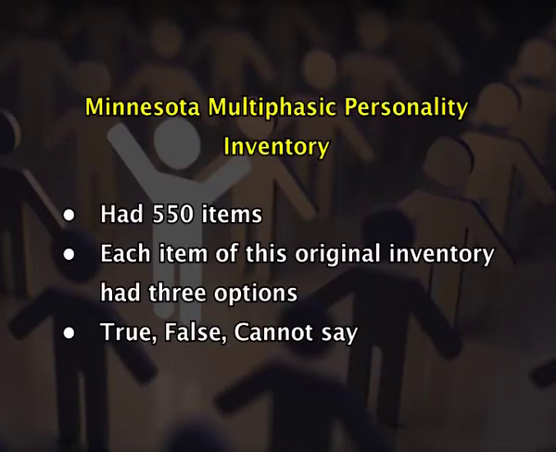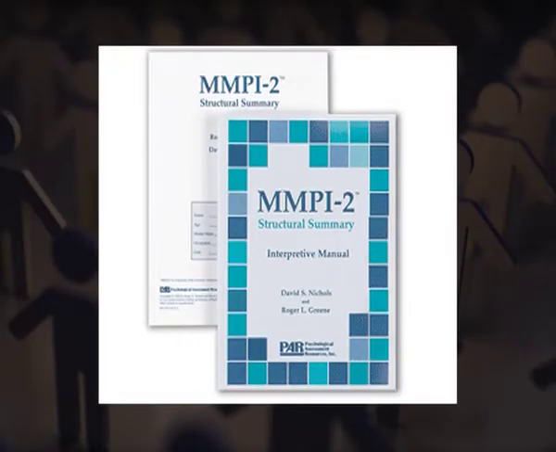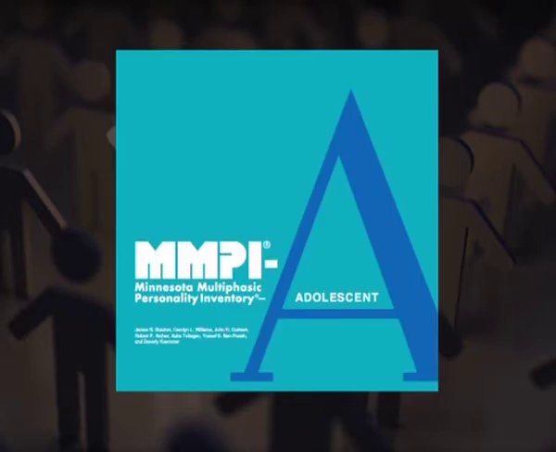Originally, this inventory had 550 items. Each item of this original inventory had three options: true, false, and cannot say. In recent years, MMPI has been revised and reconstituted into two separate versions, MMPI-2 and MMPI-Adolescent. The items of MMPI cover the total personality.